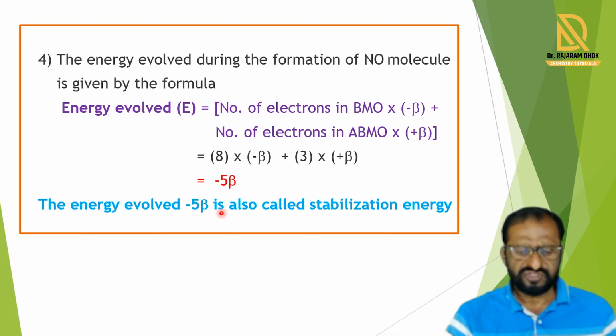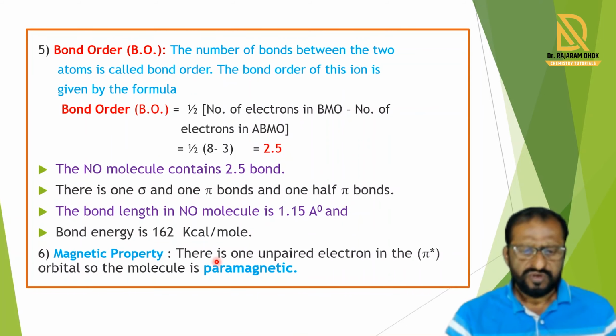So this minus 5 beta energy evolved is also called the stabilization energy of the NO molecule. And we say that this NO molecule is stable because its energy evolved is minus 5 beta. Now, the fifth point, bond order. The number of bonds between the two atoms is called bond order.